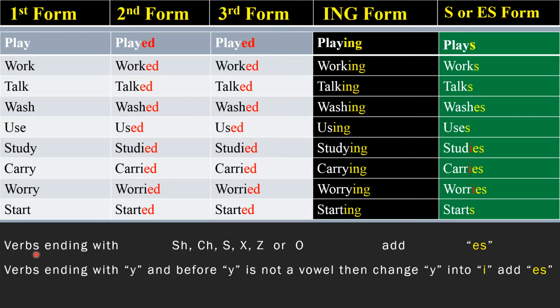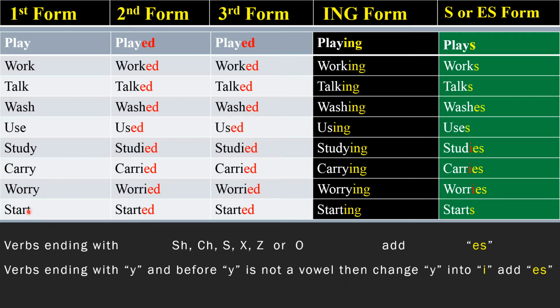The rule is this: verbs ending with, it means any verb that is ending with this letter expression, sh or ch or s or x or z or o, we add es when we make s form of these verbs. And in case the verb is ending with y, it means it is not ending like this, but it is ending with y. Then before y is not a vowel.